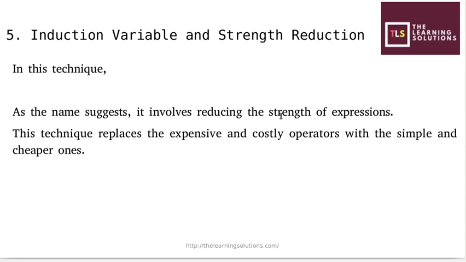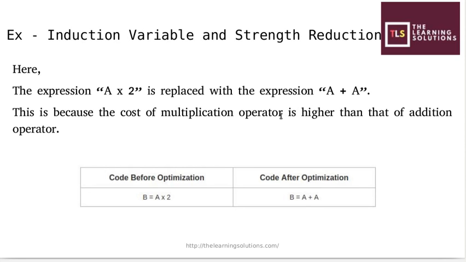So the example we can see here, a into 2. This is the example of induction variable. So a into 2, multiplication operator is used. We can replace this by simply introducing the plus operator. So multiplication is the high strength operator, whereas plus is a low strength operator. So a into 2 can be replaced with the expression a plus a.